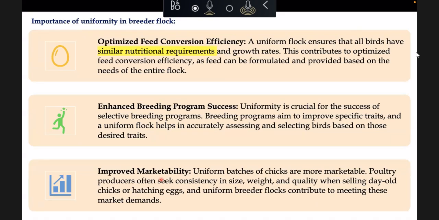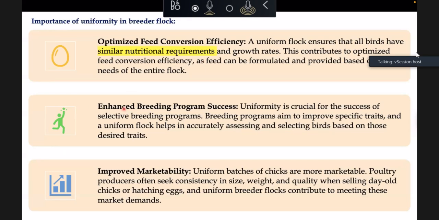And if the flock is uniform, that means they will need similar nutrition for that period of time. So it will be easier for the farm manager or the supervisor to optimize the nutrient requirement of the birds accordingly, and that will ultimately affect the feed conversion efficiency or feed conversion ratio, which is really important for broiler, layer and breeder stock in all cases, because the feed cost is the major cost, as we know, for any operation related to animal production.